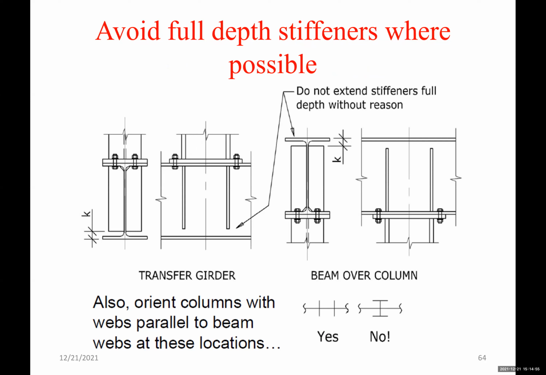Avoid full depth stiffeners where possible, okay? Whenever we have a concentrated load on a beam, of course we have to check the beam, whether it needs stiffeners or not. And then we have to design those stiffeners. So avoid extending those all the way to the bottom. The reason for that is when they reach the fillet of the beam, then we need to cut those, and then we need to weld them to the flange. So that's more work, and it can be avoided.